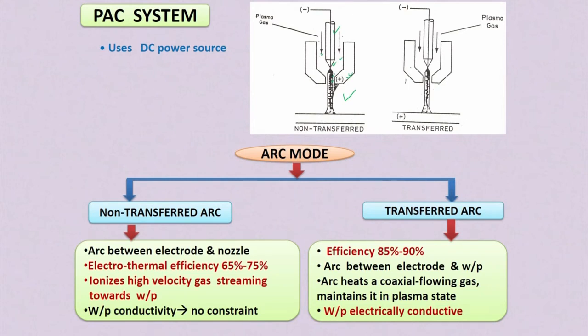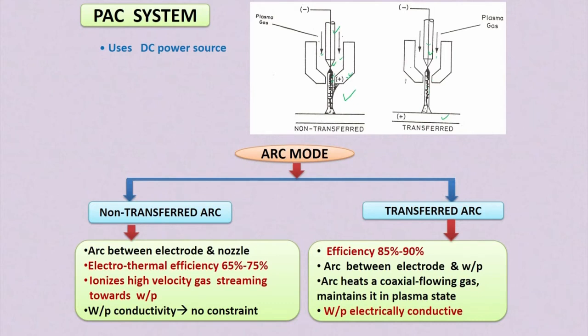But in the transfer mode, you can see here this is the electrode, and the positive terminal is connected to the workpiece. So here the main constraint is that the workpiece should be electrically conducting material. This transfer mode can be used only for an electrically conducting workpiece material. Here the plasma gas comes surrounding the electrode, and while it is passing through this nozzle, it is ionized in this zone.